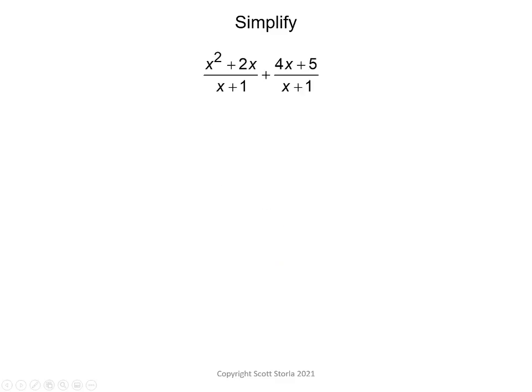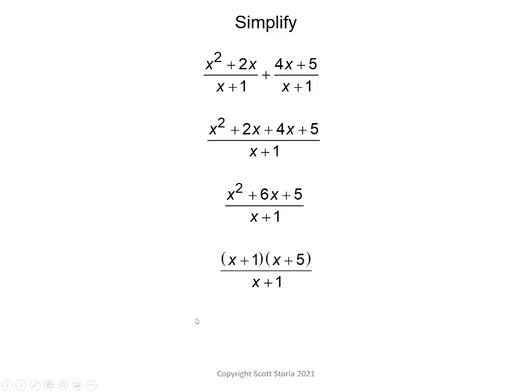Here's another. I'll add the numerators and collect like terms. This time I have a trinomial. It looks like a good candidate for guess and check. This will be x and x. This will be 5 and 1. This is x squared plus 6x plus 5, so that looks good. I have a common factor here of x plus 1, and when that reduces, I'll be left with x plus 5.